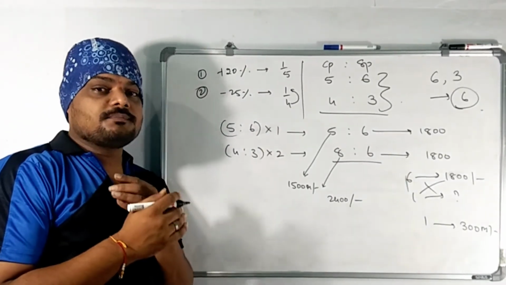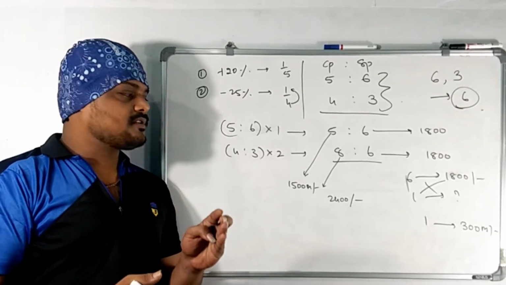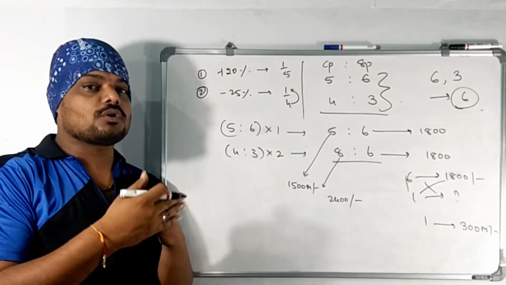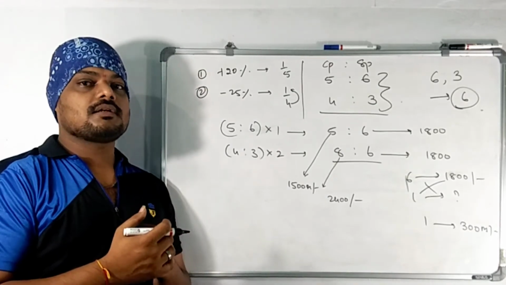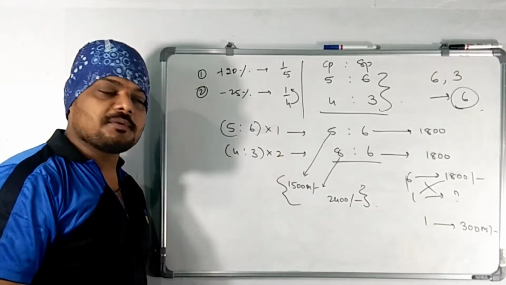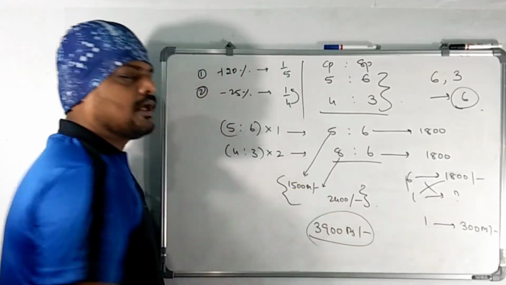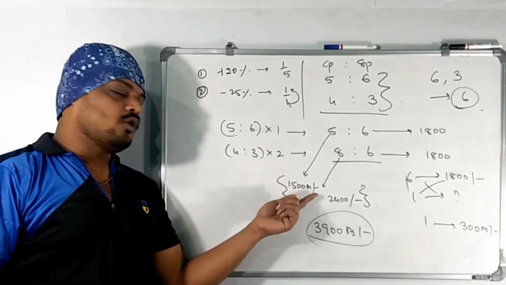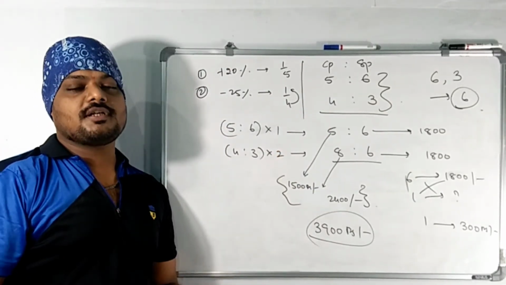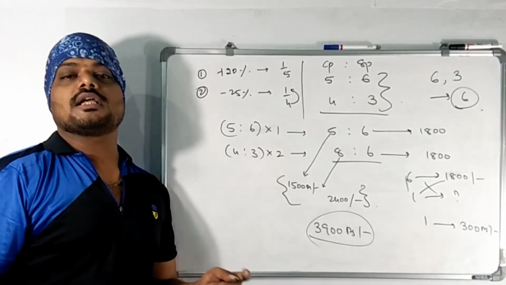And in the second part of the question, he said to find the total cost price of both the articles together. So together how much does it become? It becomes 3900 rupees. Anyways, for calculating together or separately, go to the ratio method. I am requesting you to start your preparation with ratio methods. It will really help you.